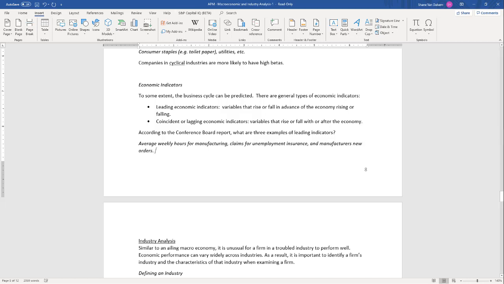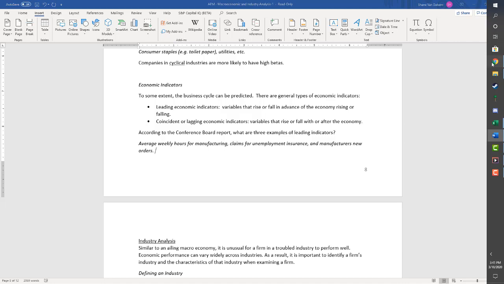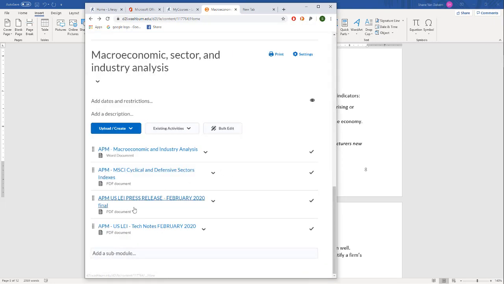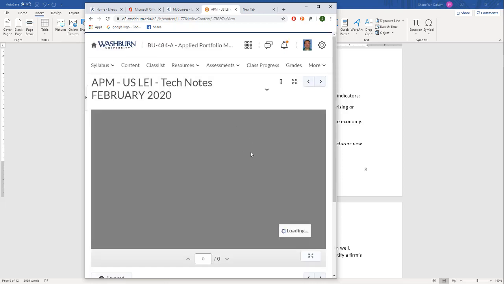Just to take a quick peek here, let's go back to D2L, and we'll take a look at the last item that I have out there for you. These are the technical notes for the leading economic index.